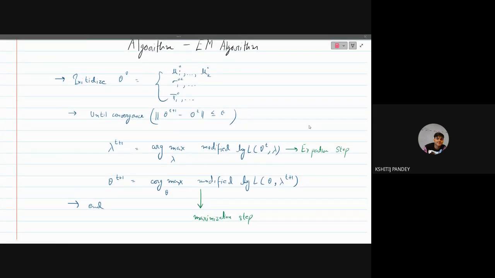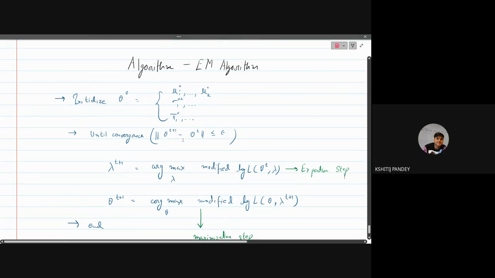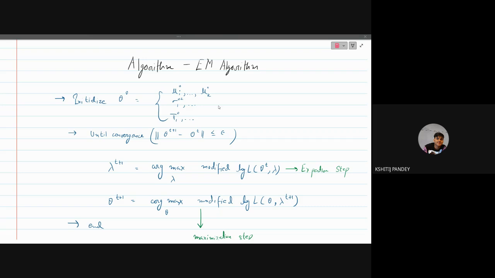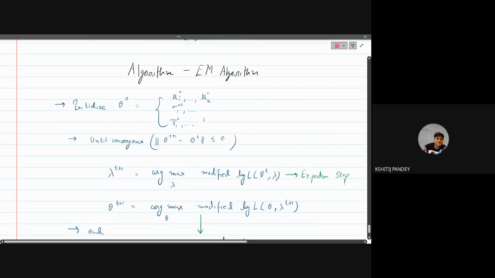So any problem in the algorithm? No, sir. Okay, and why do we actually need an algorithm? Is that clear? Because we cannot find the exact value of theta and lambda, correct? So we first initialize the value of theta, for that find the value of lambda, and continue this for a few iterations until convergence. Is that clear? Yes, sir. Okay. So what is this EM algorithm exactly doing?